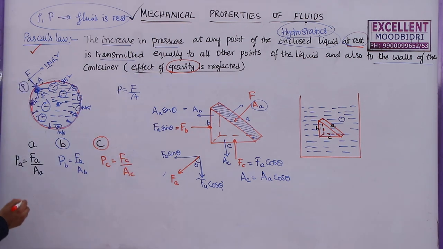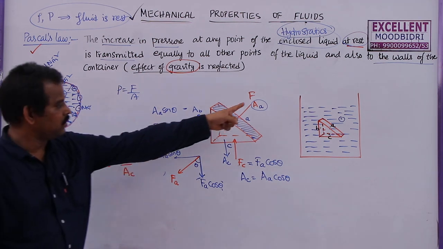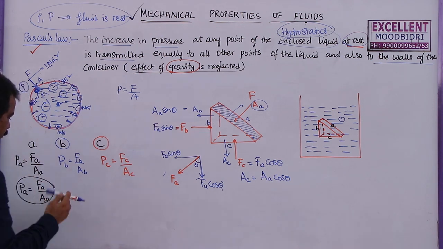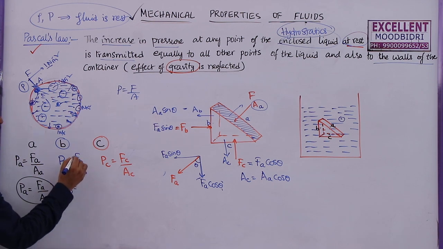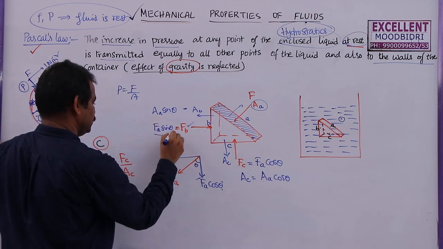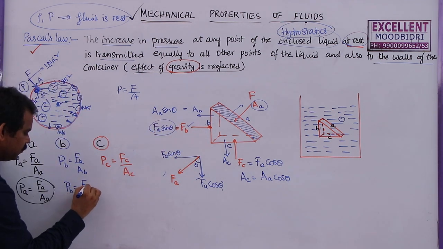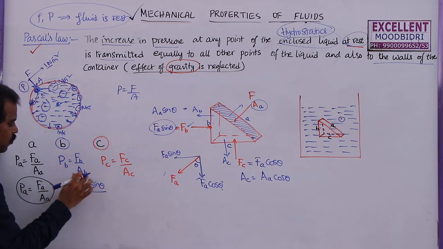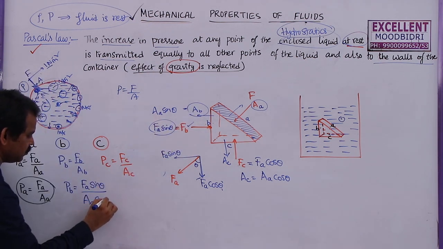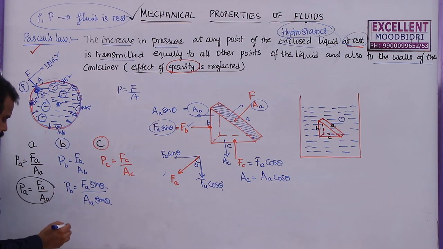Now, let me substitute this one. So what is PA? PA is given by the force on A by the area of A. So this is FA by AA only. So this is equation 1. So what is FB? PB is equal to the force at B by the area at B. So this is FB, which is given by FA sin theta, divided by AB, which is nothing but AA sin theta. You can cancel this sin theta and sin theta. So what is PB now? PB, let me come to it later.